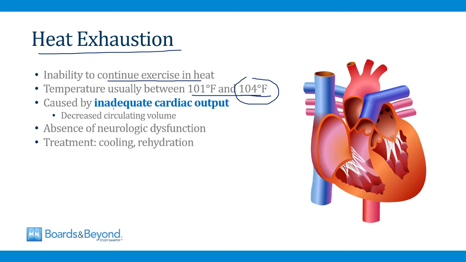The cause of heat exhaustion is usually inadequate cardiac output. As athletes sweat, they lose circulating volume, and this can cause the cardiac output to fall. The peripheral vasodilation that occurs when you exercise in a hot environment can also contribute. Importantly, however, in heat exhaustion, there's an absence of neurologic dysfunction. If there's evidence of neurologic dysfunction, like confusion, then that suggests the patient has heat injury or heat stroke, which we'll talk about on the next slide. And the treatment for heat exhaustion is with cooling and rehydration.